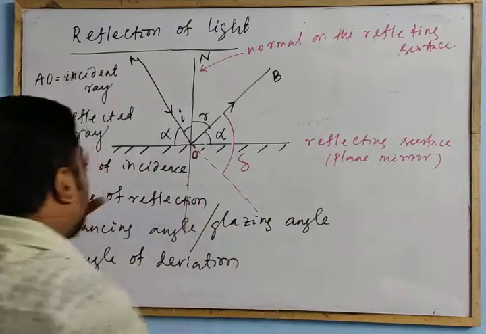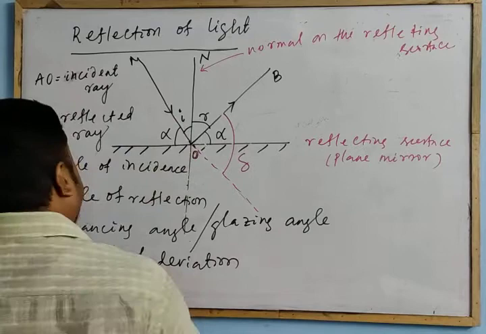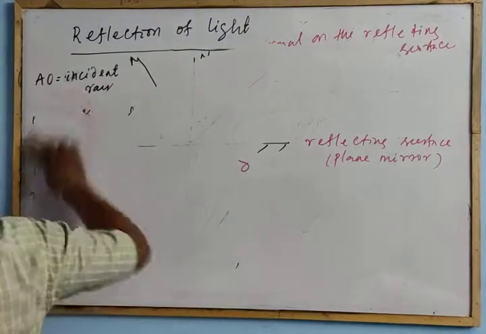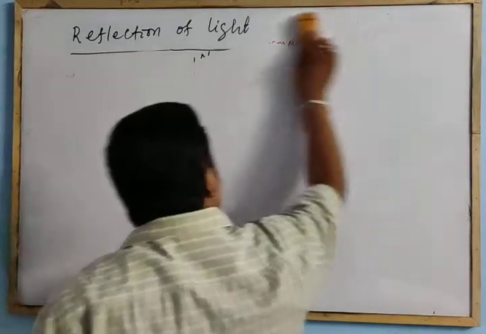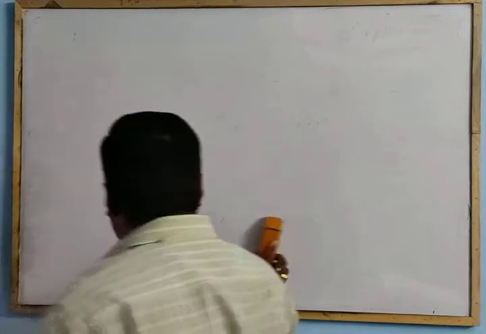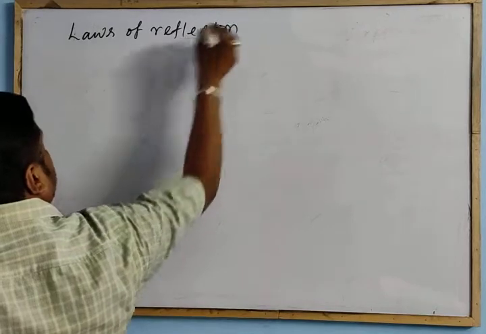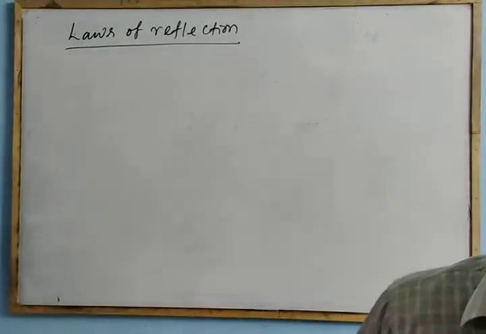So remember this figure. After discussing, we will find an expression here also in reflection. But now we will go to the most important thing, the laws of reflection of light. The most important one is the laws of reflection. So what are the laws of reflection? First, there are two laws.